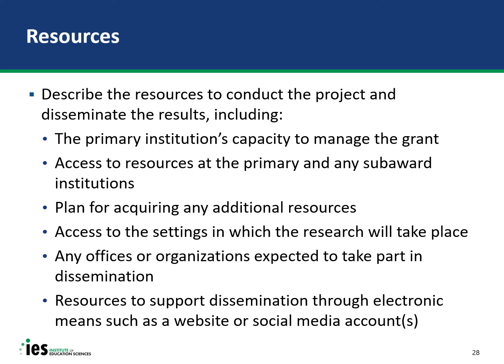The purpose of this section is to describe the resources to conduct the project and disseminate the results. So your resources section should specify your institution's capacity to manage the grant, your access to resources at the primary and any subaward institutions, your plan for acquiring any resources that are not currently accessible and are necessary to conduct the project, your access to the settings in which the research will take place, and in terms of dissemination, any offices or organizations expected to take part in sharing findings, and resources to support dissemination through electronic means, such as a website or social media accounts.